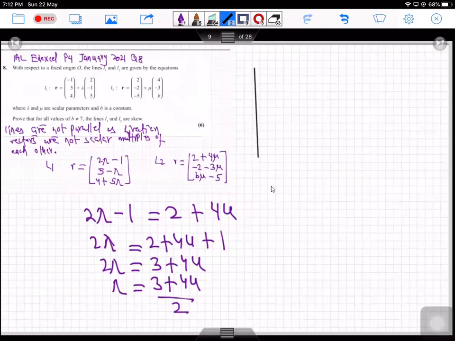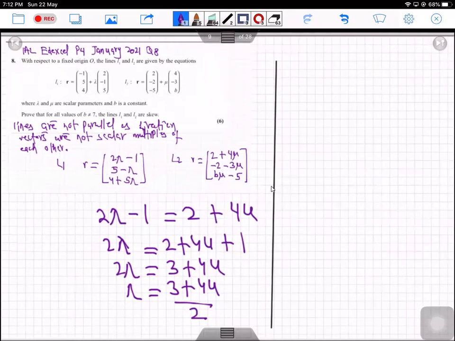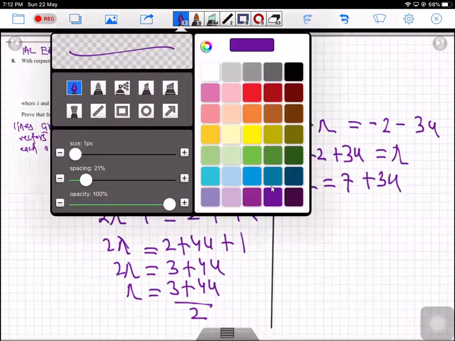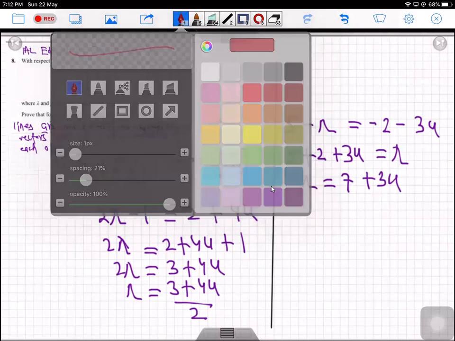Now what I'm going to do is equate the y components to each other. Okay, so 5 minus lambda equals minus 2 minus 3 mu. So if you make lambda the subject over here, 5 plus 2 plus 3 mu will be equal to lambda. So lambda is equal to 7 plus 3 mu. So lambda is equated to lambda. We would be able to find the value of mu.